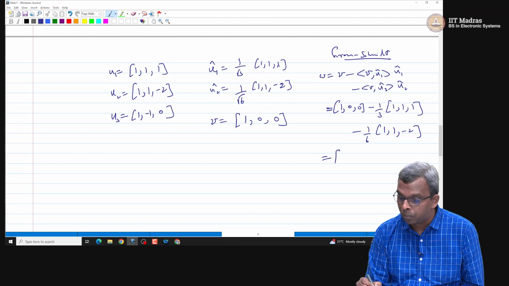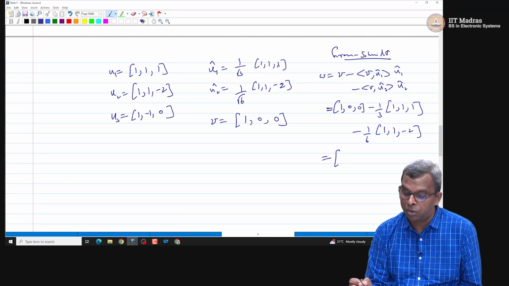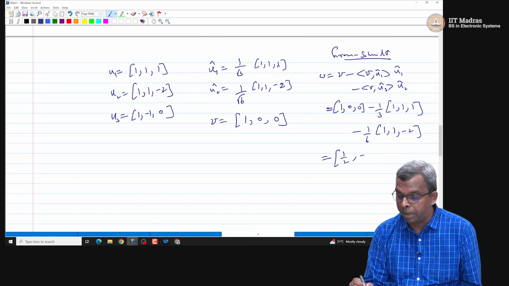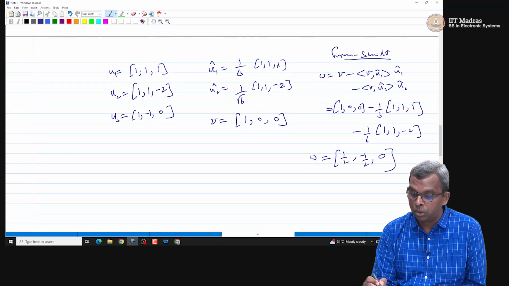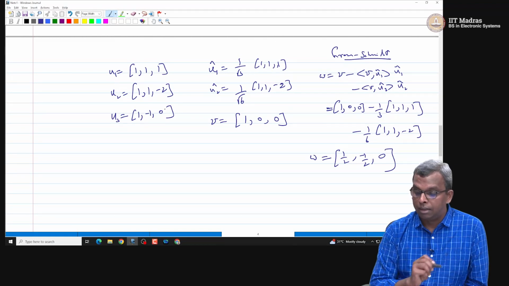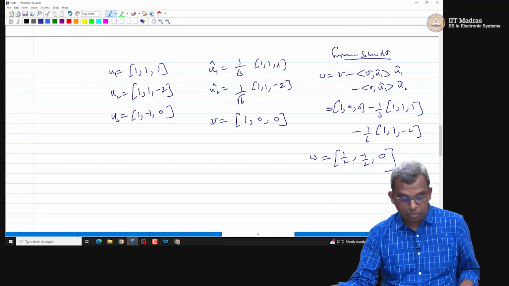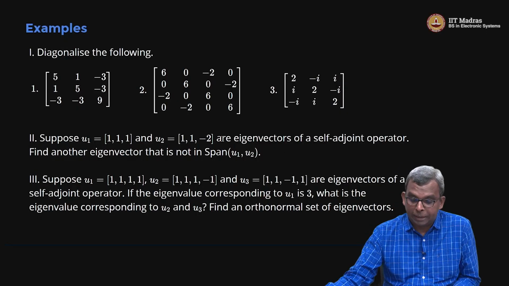So the first value is 1 minus 1 by 3 minus 1 by 6. 1 by 3 plus 1 by 6 is 1 by 2, so you have 1 by 2 here, and then the next one is minus 1 by 2, and the last one is 0. So it's working out correctly. So this is W, and that's the same as 1 minus 1 0, and that's what you get as the third eigenvector. So using the orthonormality property, one can find the third eigenvector.